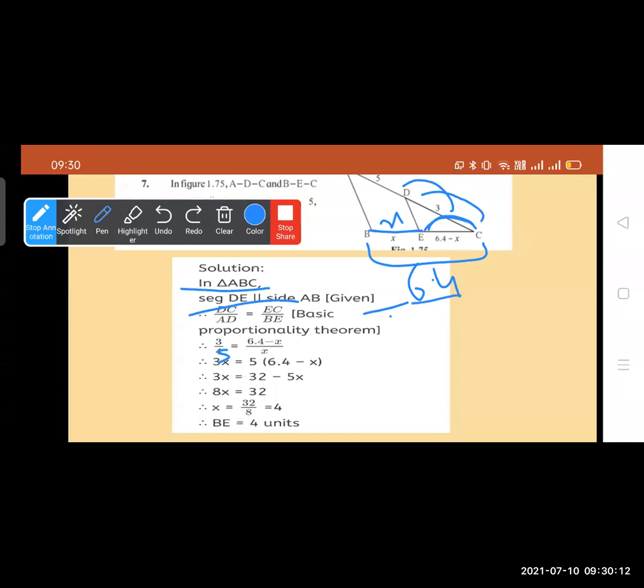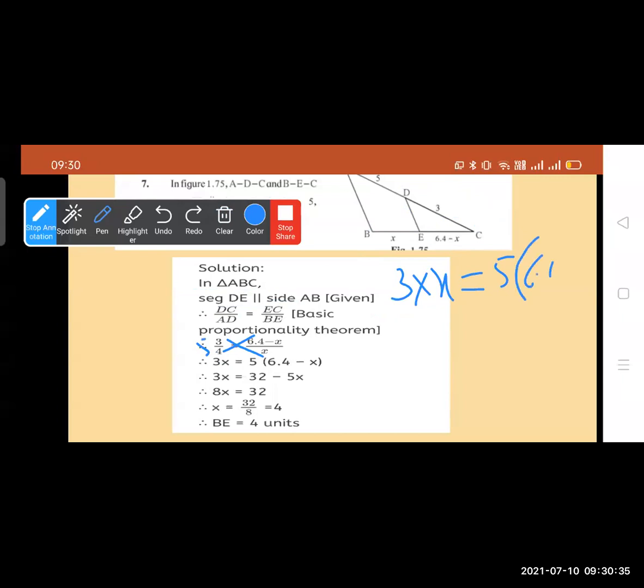For this, 6.4 minus X is EC. Now here EC is 6.4 minus X and BE is X. Then after that cross multiply it. So 3 into X is equal to 5 into 6.4 minus X. Now how to solve this question? 3 into X is 3X. 5 into 6.4, 5 fours are 20, so here we get 32.0 minus 5 into X, 5X.